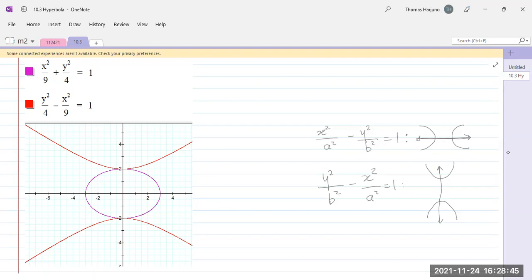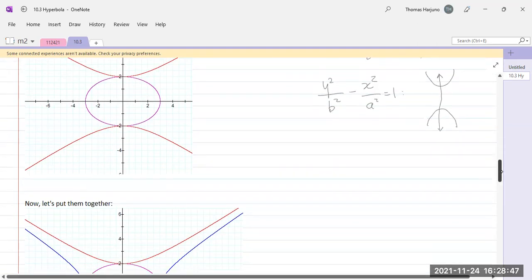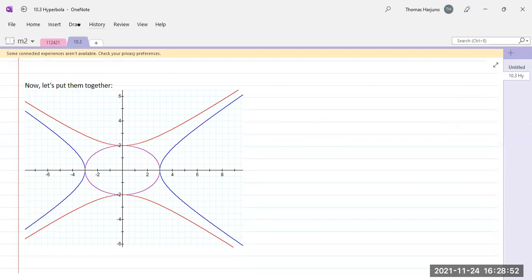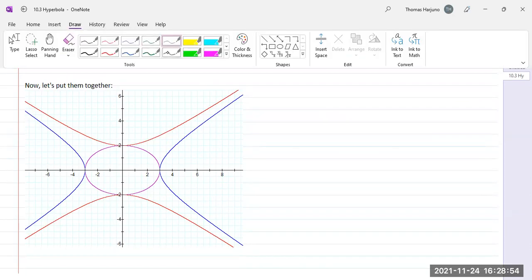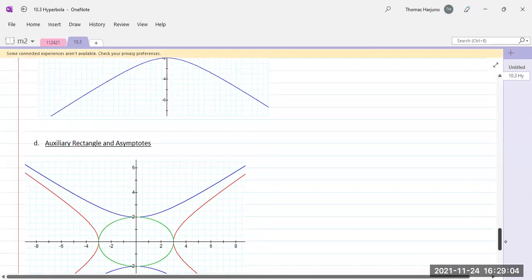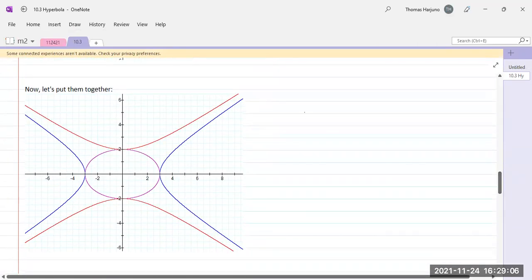Okay, now let's put things together. You see, the one in purple. Do I have a purple color? Oh, I guess I used the black color. I really thought that I already changed that too. Yeah, the one in purple, the equation is x squared over 9 plus y squared over 4 equals 1.